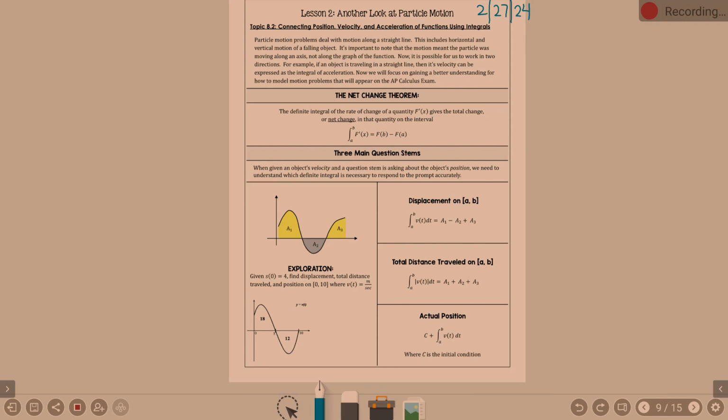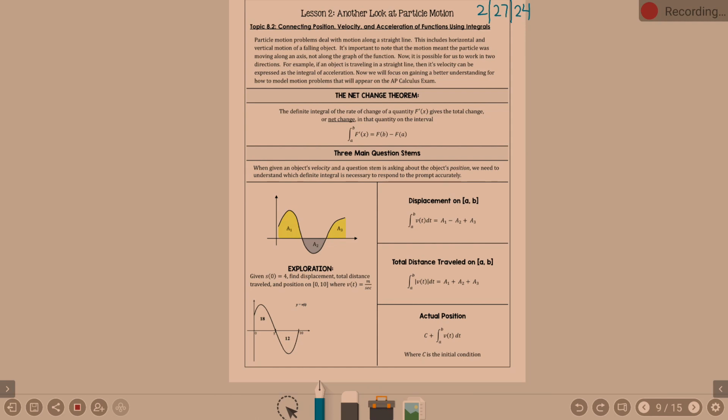Okay, so net change theorem. The definite integral of the rate of change of a quantity, f prime of x, gives the total change or net change in that quantity on the interval. So kind of what we talked about in that homework problem we just did. Okay, kind of a good lead in here.